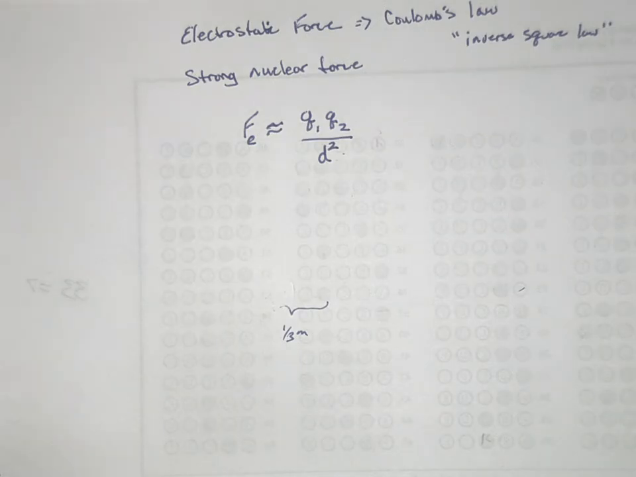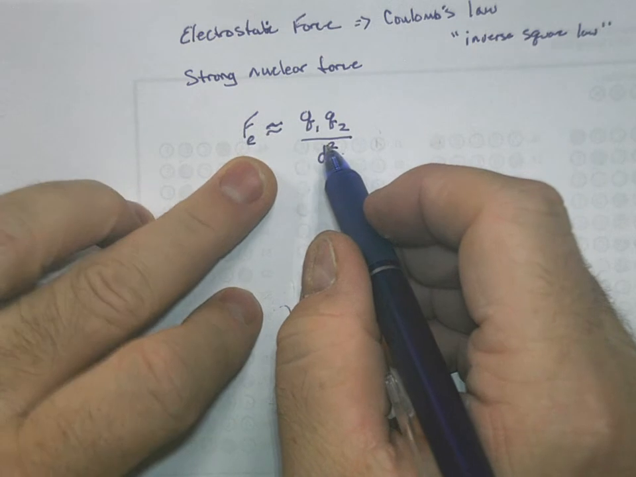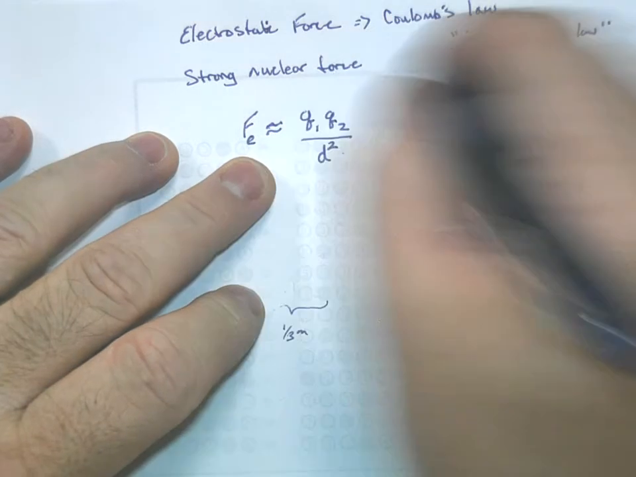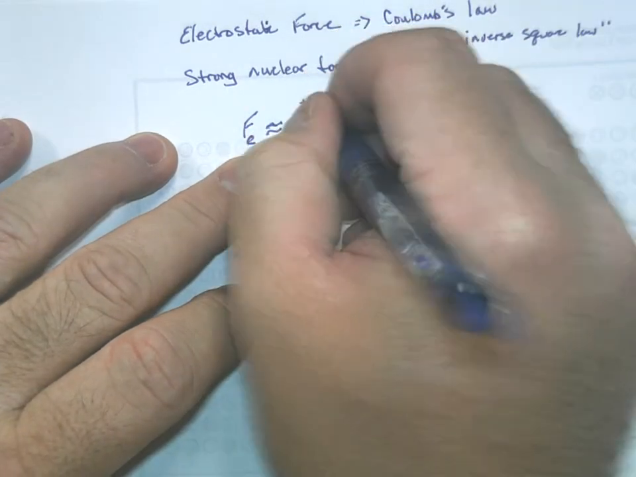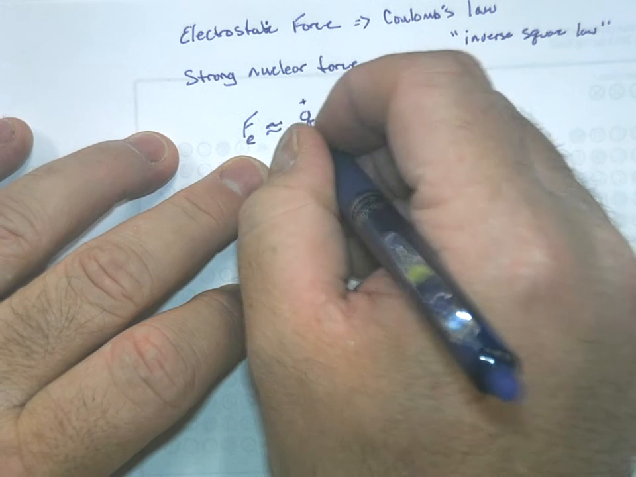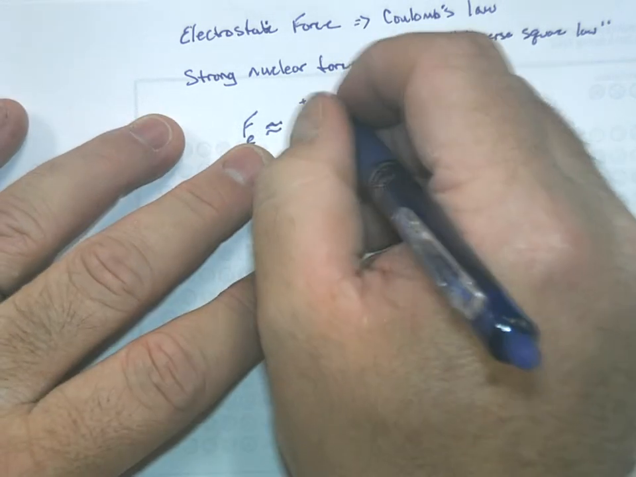So, two things here. One, what happens if you have a positive charge? And this is a multiplier here, right? Multiply charge Q1 times charge Q2. If you have a plus times a plus, what do you get?